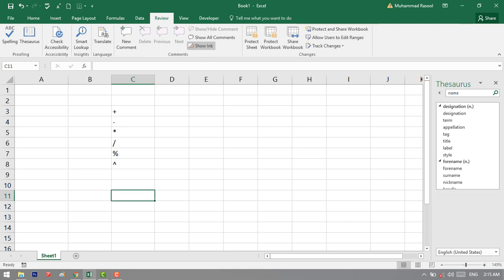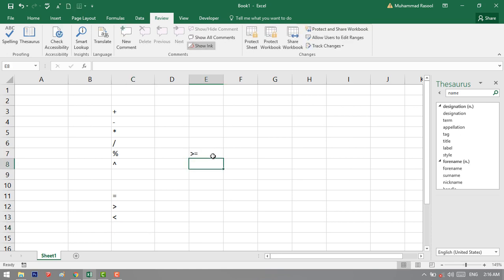Coming to some other terms, the comparison operator. This sign is called equal. One value is equal to another value. This sign is called greater than. One value is greater than another value. And this sign is called less than. One value is less than another value.